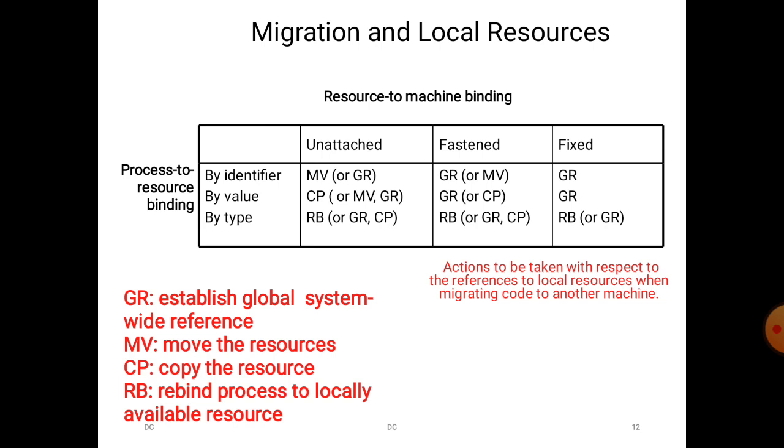If it is by type, such as end system communication, it actually cannot be moved. In that case, what can I do? I can rebind the process to a locally available resource, that is, change the connectivity point to another. Suppose I have moved my server from one place to another, then I will give a different connectivity point or different reference. Based on that, we can make the process perform.